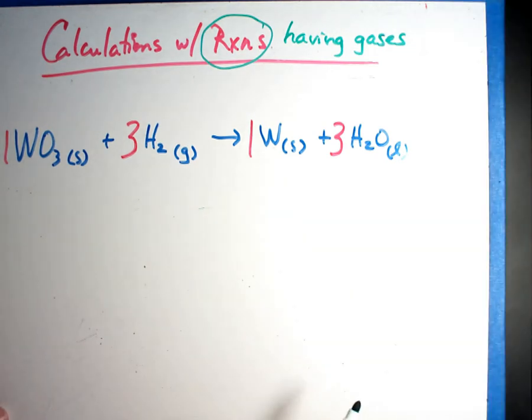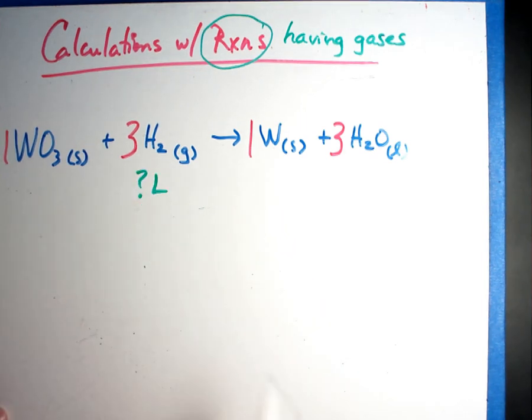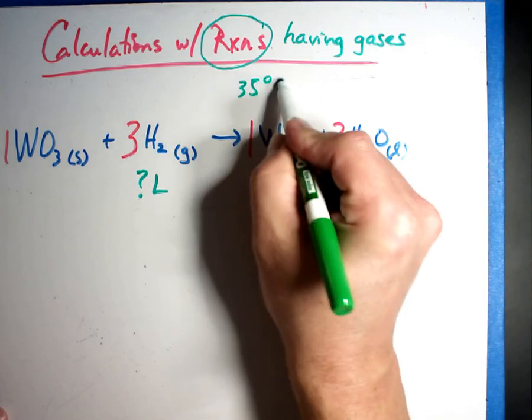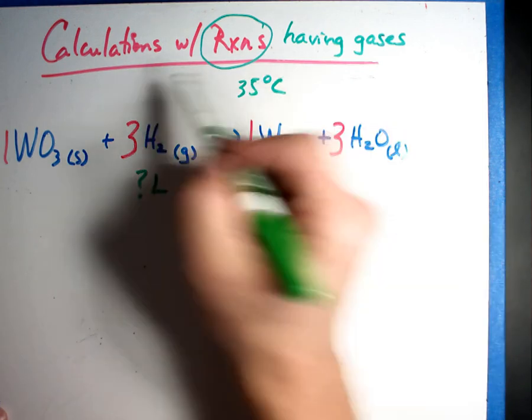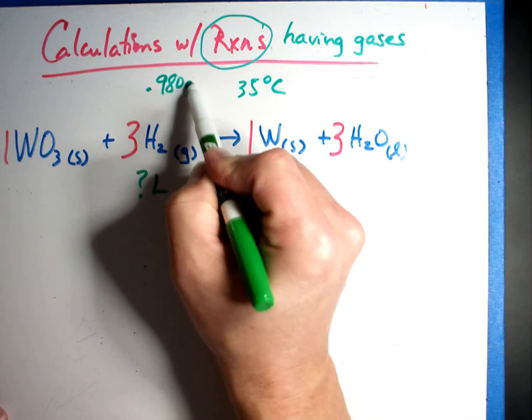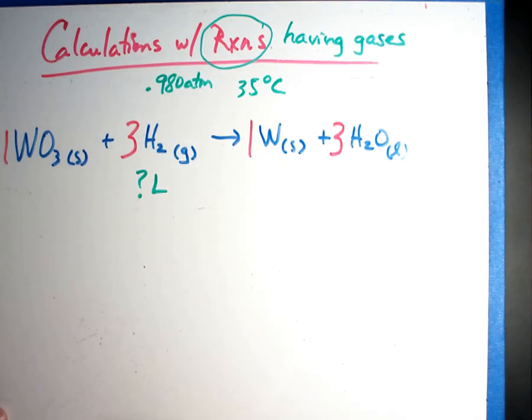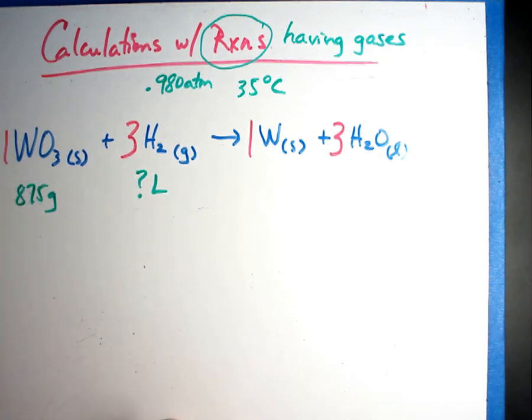Let's see this question. How many liters of hydrogen gas at 35 degrees Celsius, so you automatically know it's not STP, and it says that you are at 0.980 atmospheres, will need to react completely with 875 grams of tungsten oxide. Well, this looks like it's going to be incredibly difficult.